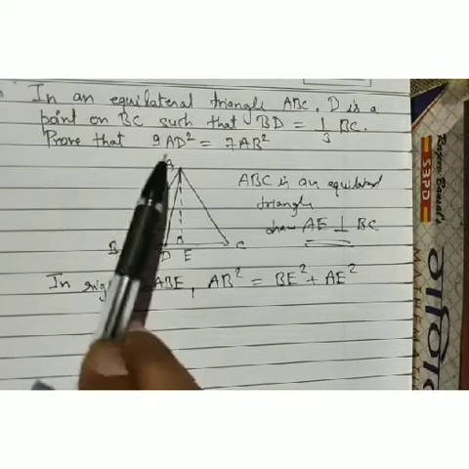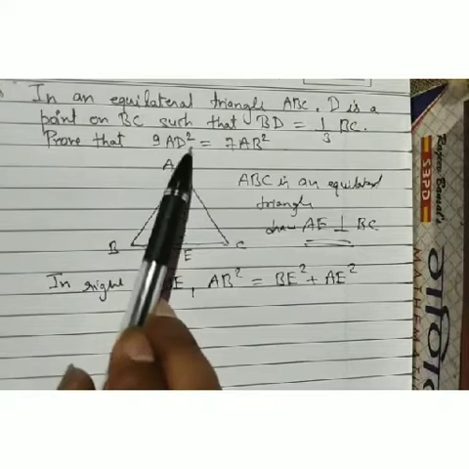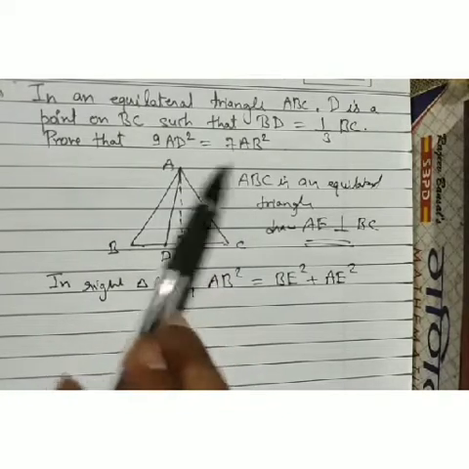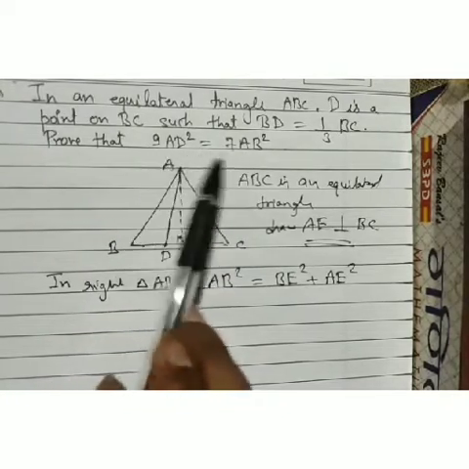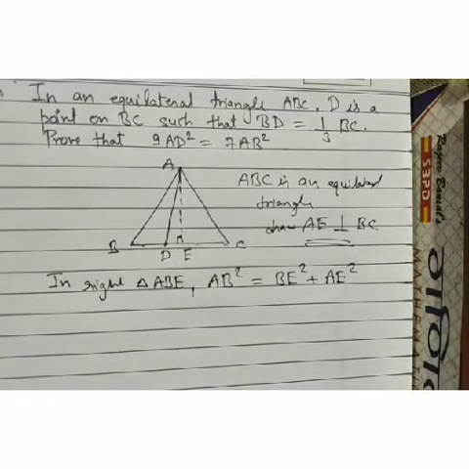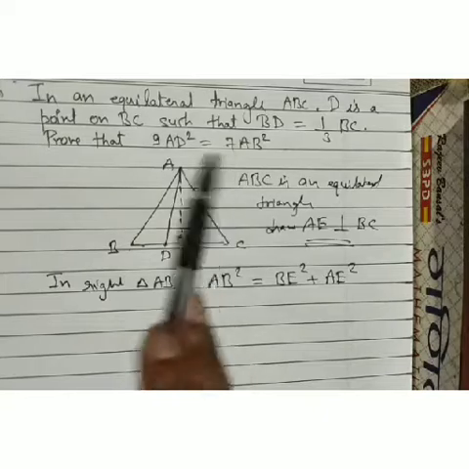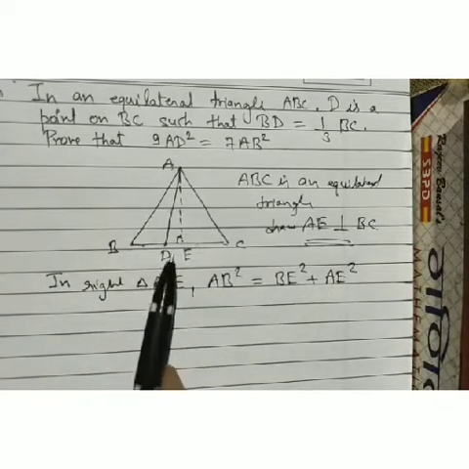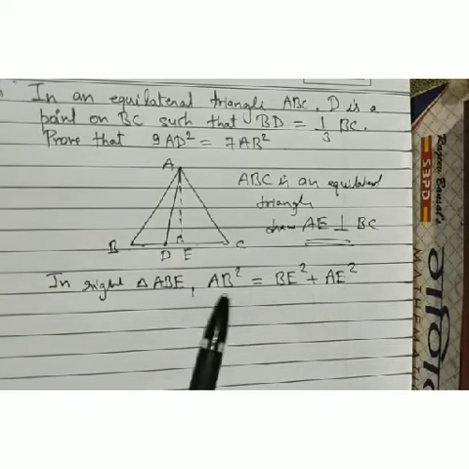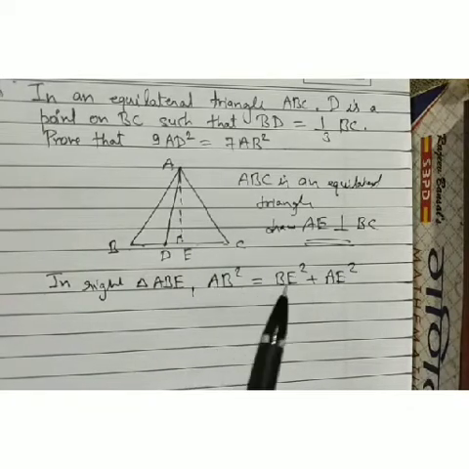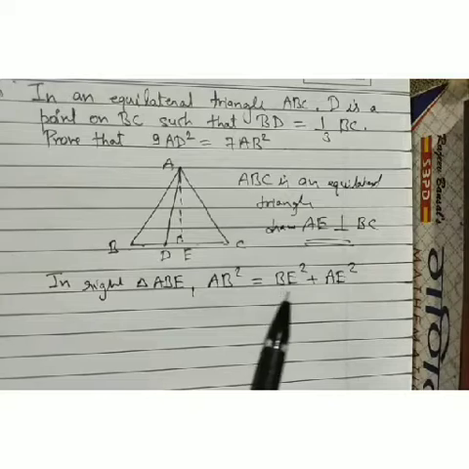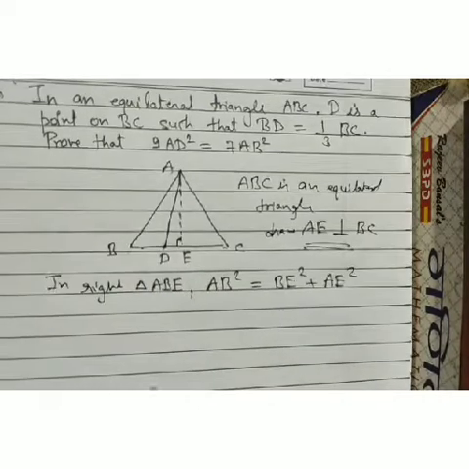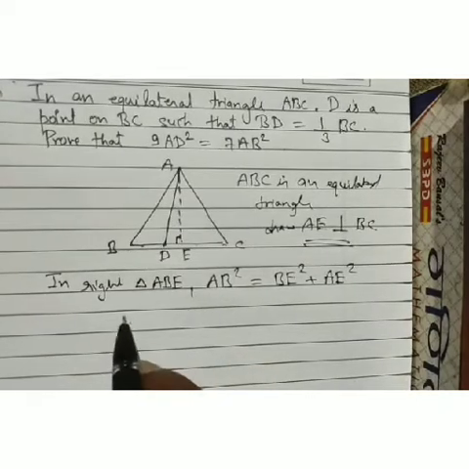Now look, again we need 9 times AD square equal to 7 times AB square. We need AB and only AB and AD there. So we have to convert in terms of AB and AD. But look, we are not going to change our AB. We are going to convert our BE, to change BE in terms of a side of the triangle.